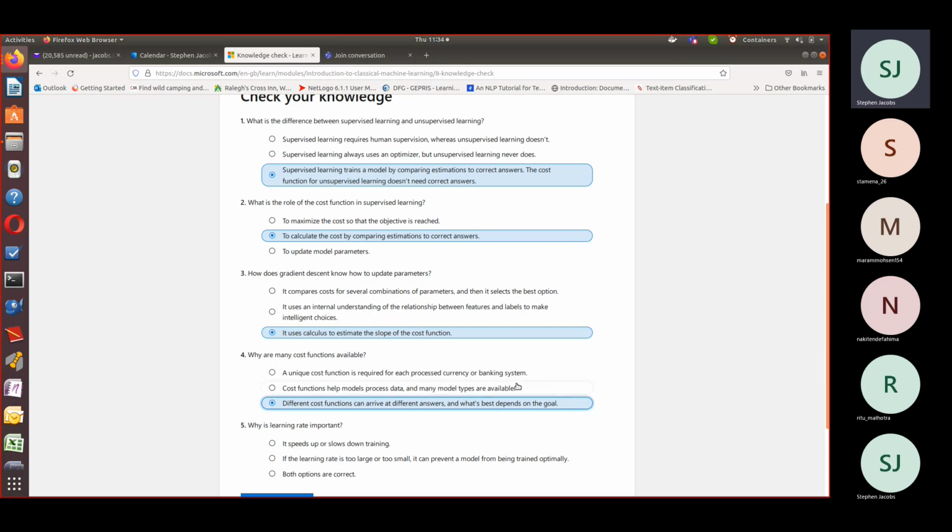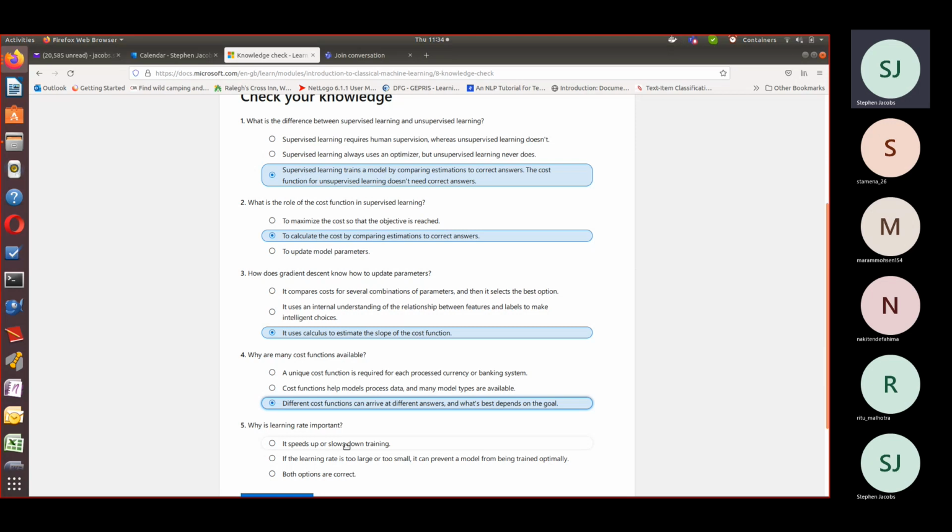Okay, why is learning rate important? Speeds up or slows down training. If the learning rate is too large or too small, it can prevent a model from being trained optimally. And both options are correct. Yeah, I think it's both. I think the answer is 3, isn't it?